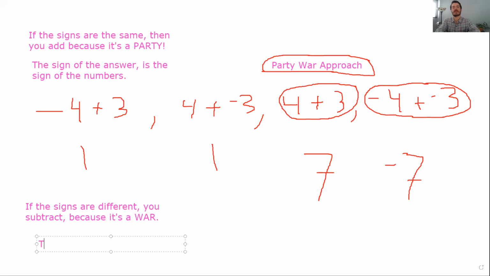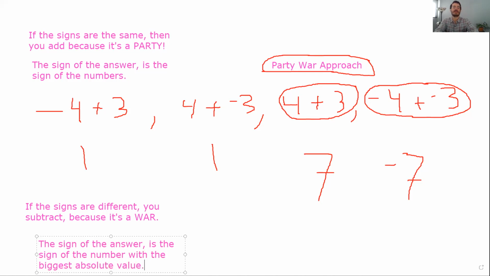The sign of the answer is the sign of the number with the biggest absolute value. And we talked about absolute value in the last lesson. Absolute value is the number's distance from 0. So -4 is technically a much smaller number than 3 because it's to the left of it, but its absolute value is bigger because it's further from 0 than 3. The 4 is bigger than the 3.